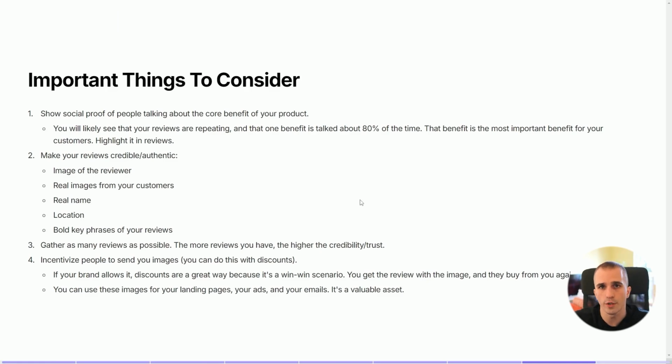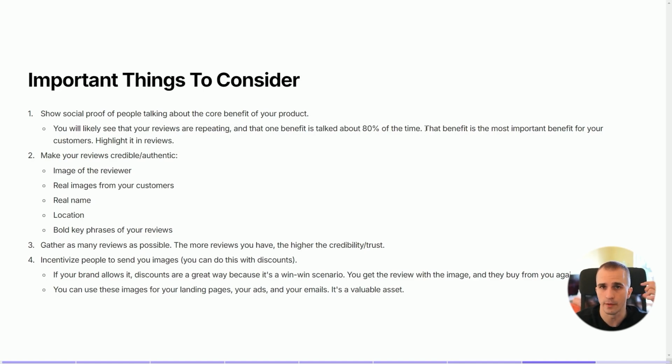So there are some other things that are very important to consider when we are talking about the social proof. When you're doing the social proof quotes and stuff like that, you want to show the quotes of people that are talking about the core benefit of your product. And when I say core benefit, what I mean is that you will likely see that your reviews are repeating, and that core benefit is talked about 80% of the time.